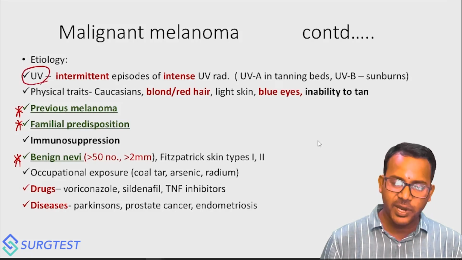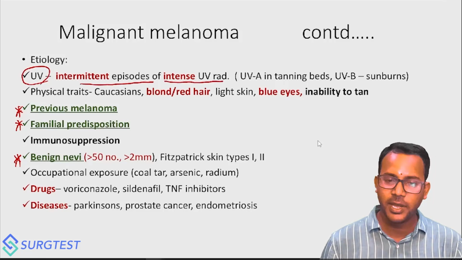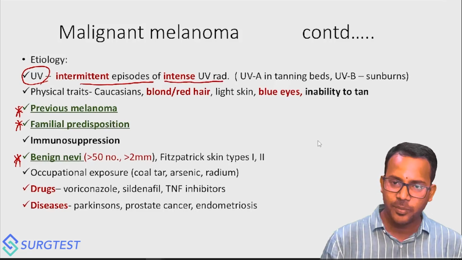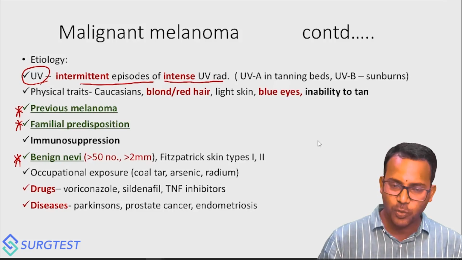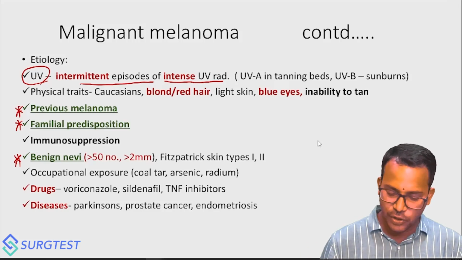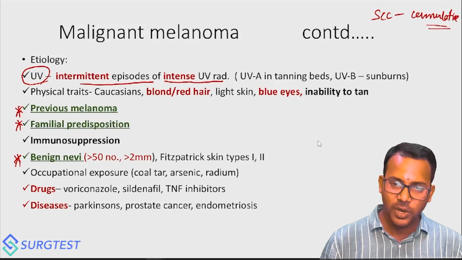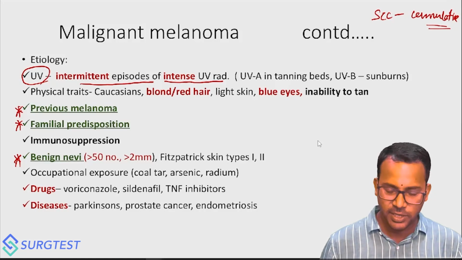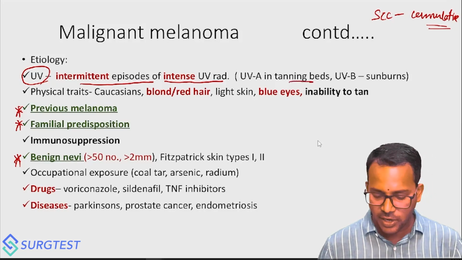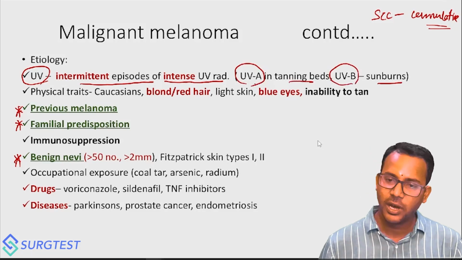What you have to remember regarding ultraviolet rays is that intermittent exposure to intense UV radiation alone is a risk factor for production of malignant melanoma. This is not true for squamous cell carcinoma, wherein cumulative exposure is important. Whereas in malignant melanoma, the risk is when you have intermittent intense exposure to UV radiation. Mainly that happens in tanning beds, wherein UVA exposure is more. And sunburns are mainly caused by ultraviolet B.